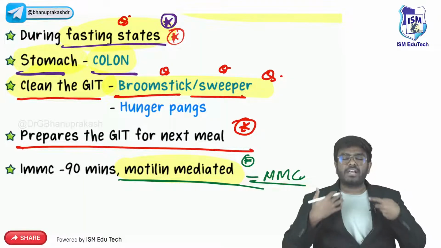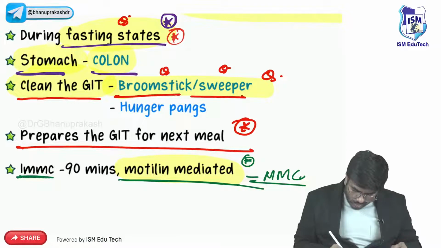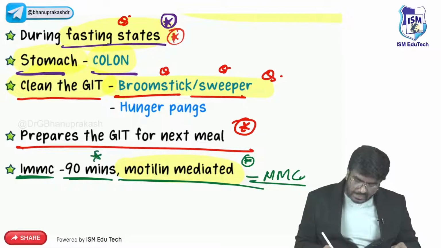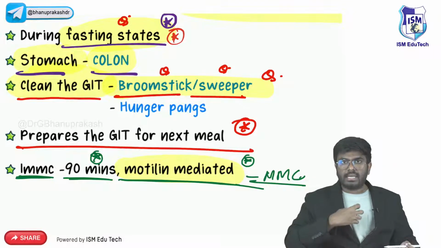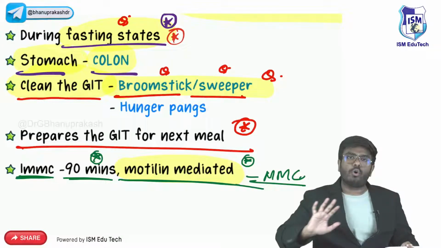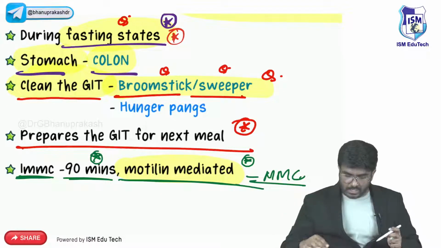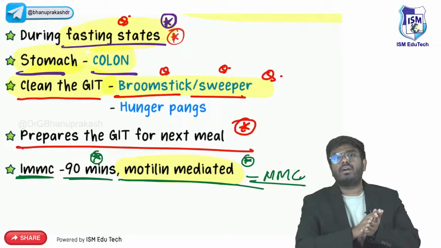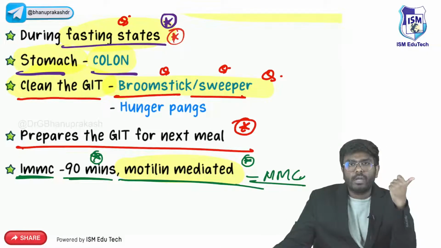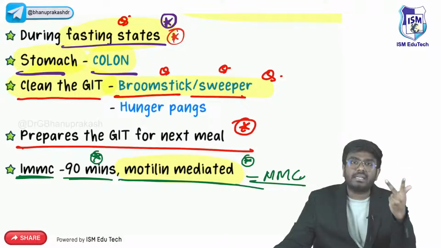And if you are fasting, if you are not eating anything, one migratory motor complex is going to be seen every 90 minutes. One migratory motor complex will start, it will move from the stomach till the colon. It will clean the GIT. Okay. So with this, all the important points, we have completed the gastrointestinal system. We have completed the cardiovascular system, renal system, as well as the endocrine system.